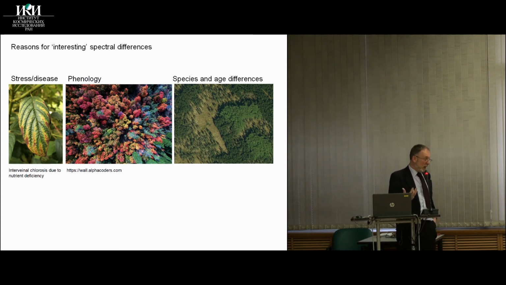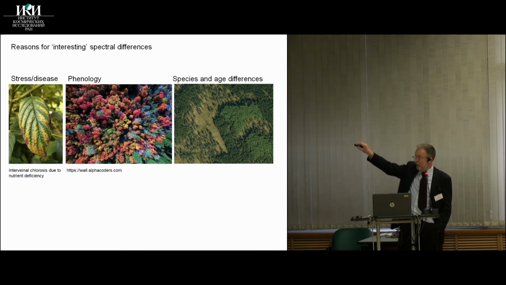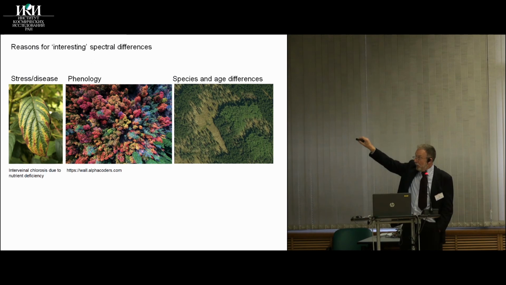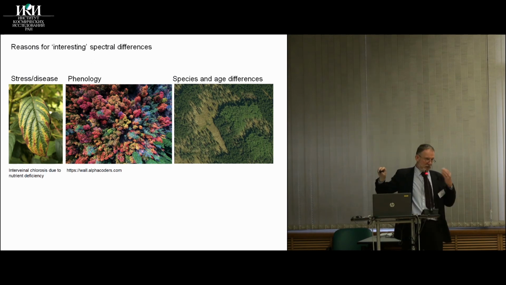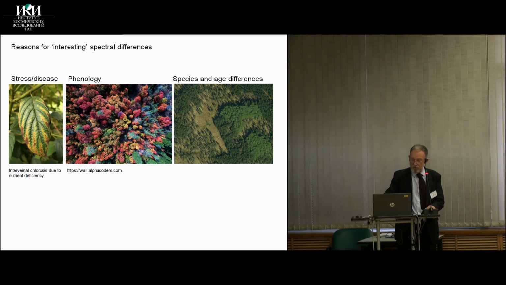So what are the reasons why we could have interestingly different variations? I've already mentioned stress and disease in vegetation. So here is some chlorosis on a leaf. It's a holm oak leaf, I think. It's going yellow. Actually, bits of it are going red because the chlorophyll's died. We have phenology. Here is some spectacular phenology. We have things happening at different seasons of the year as the leaves finish their job. And of course, we have the fundamental one, which is differences in species and age, giving differences in color to which our instruments can respond.